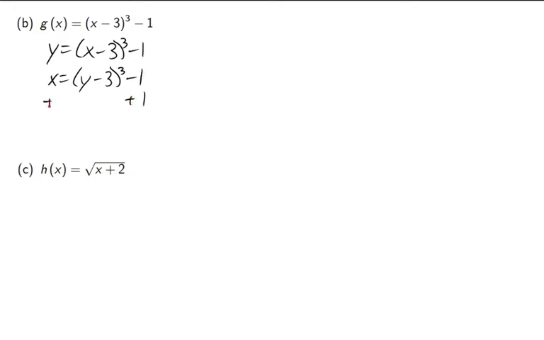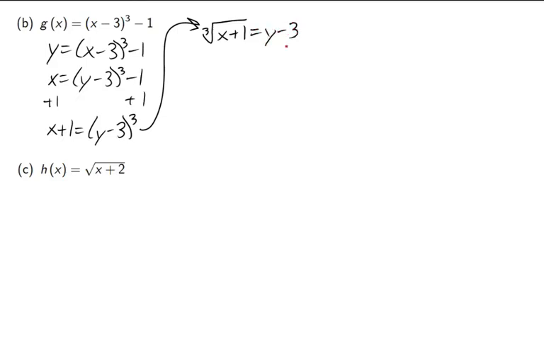Let's add 1 to both sides. And I get x plus 1 equals y minus 3 cubed. So what we really have to do is somehow get rid of the cube power. If you think about it, the thing that reverses a cube is a cube root. So what I end up with next is a cube root of x plus 1 equals y minus 3.